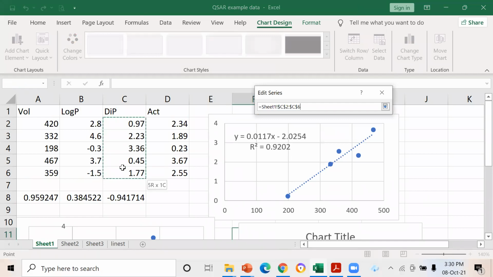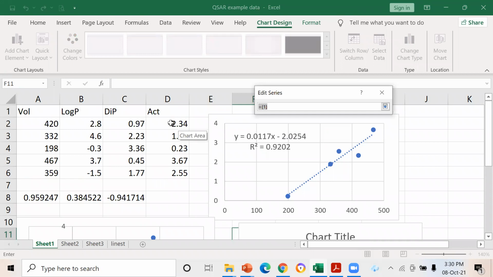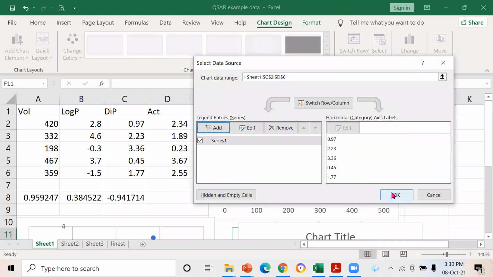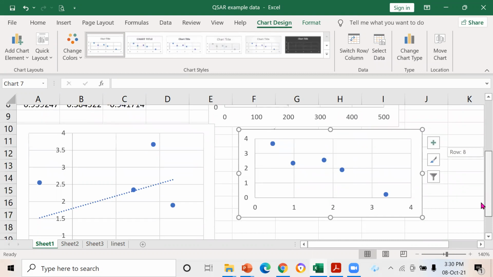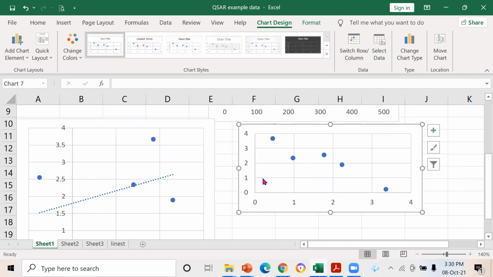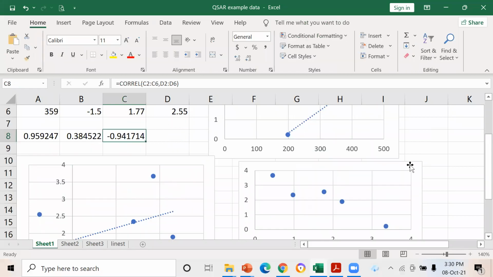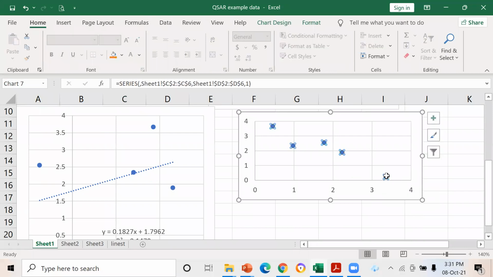Dipole versus activity. X is your dipole, Y is your activity. No, this is also good. It's a negative slope because your correlation coefficient came out negative, as expected, right? So we can even have this. This is also looking good.